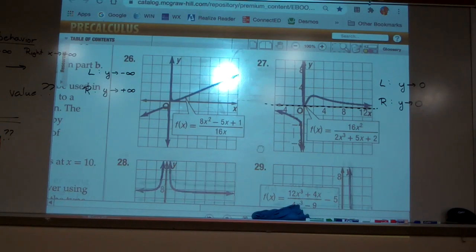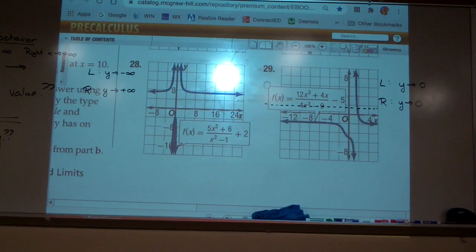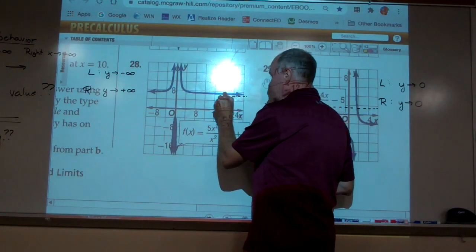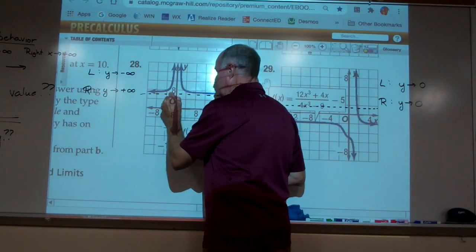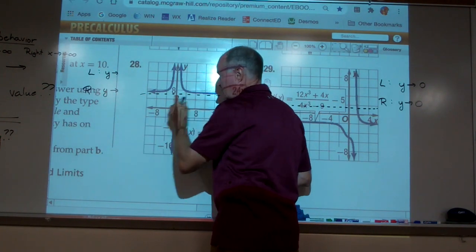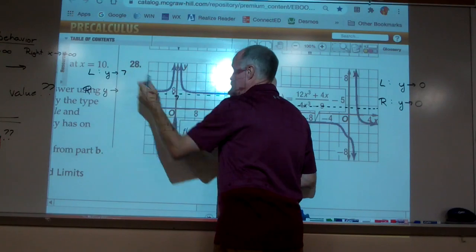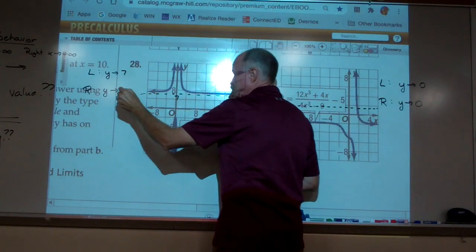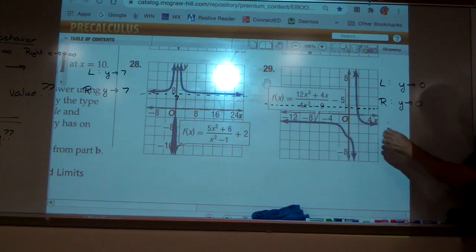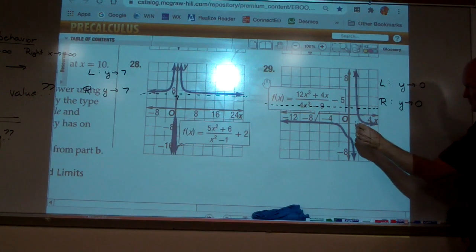And then the last two. Before we're out here, we got to go fast. This one, what did I say, was at 7? Doesn't look like it, but it's at 7. So when I go all the way to the left, my y value is going to approach 7. When I go all the way to the right, my y value is going to approach 7. And over here, it's at -2.